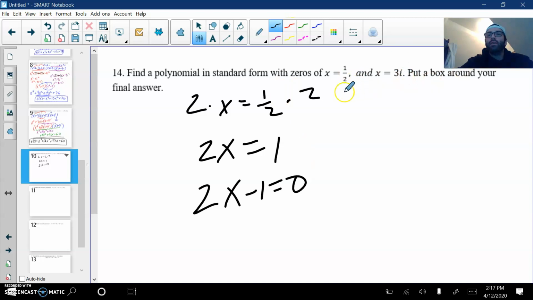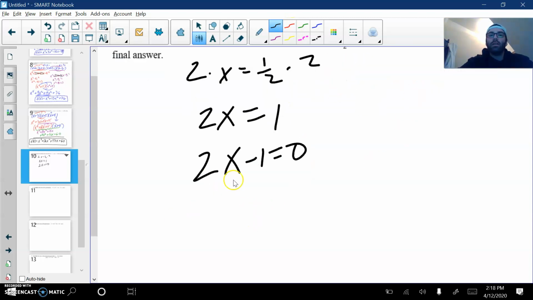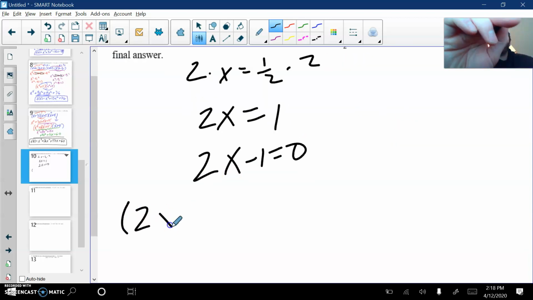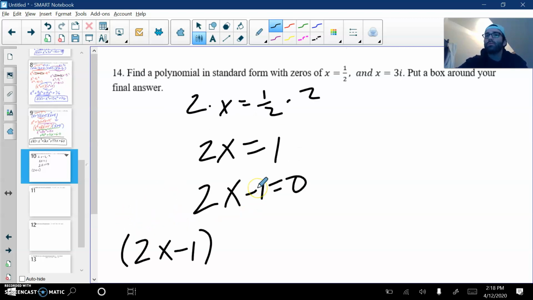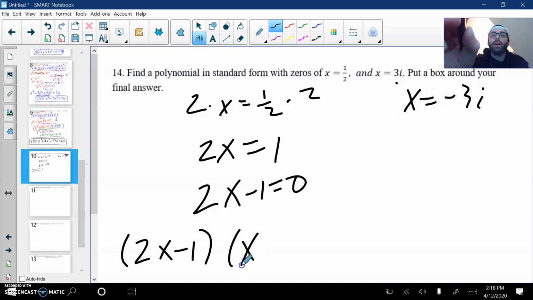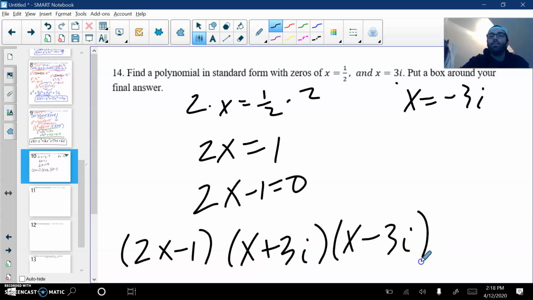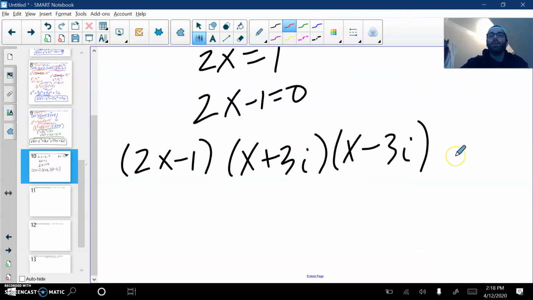So anytime you have a fraction here, make sure you write it out in a form that you are used to seeing, okay? We're not used to having x minus 1/2. We're used to having 2x minus 1. All right, if there's x equals 3i, then x equals negative 3i as well. So I'll have x plus 3i and x minus 3i. Remember, anytime you have imaginary numbers in your problem, you should multiply those two binomials first.